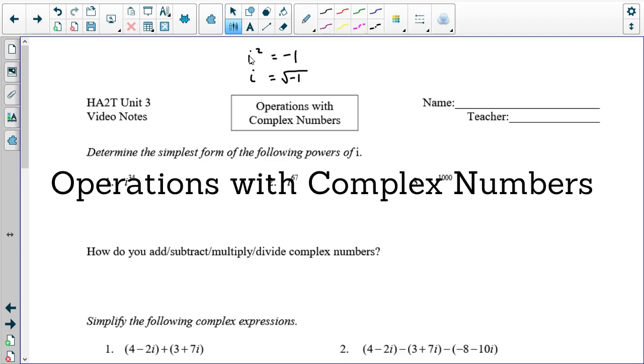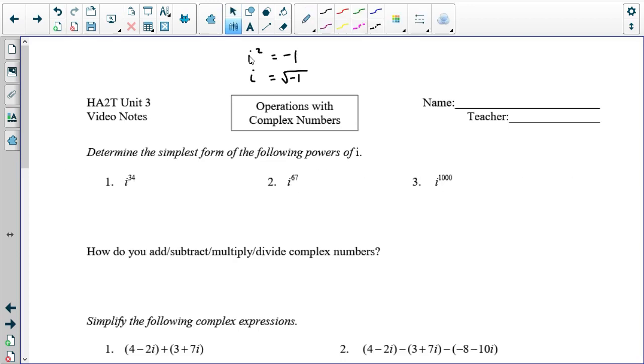Determine the simplest form of the following powers of i. So ultimately what we want to do here is, if I know that i is equal to the square root of -1 and i squared equals -1, let's take a look at what i to the third and i to the fourth would be.